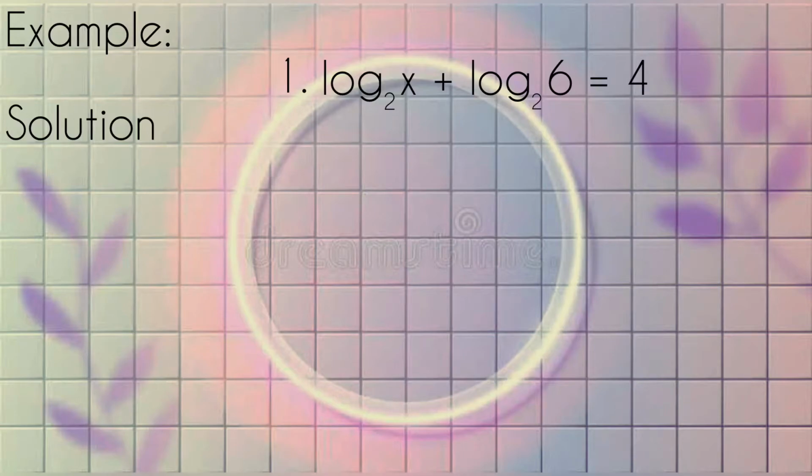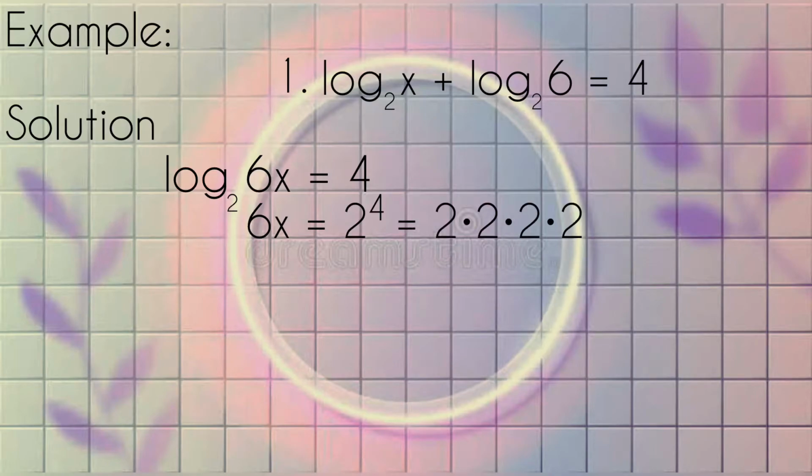Number 1 example: logarithm of x base 2 plus logarithm of 6 base 2 is equal to 4. As you can see, we can apply the logarithmic addition identity. So we can write it as logarithm of 6x base 2 is equal to 4. Then let's proceed to the first step: 2 raised to 4 is equal to 6x. So we need to get first the answer of 2 raised to 4, which is 16.